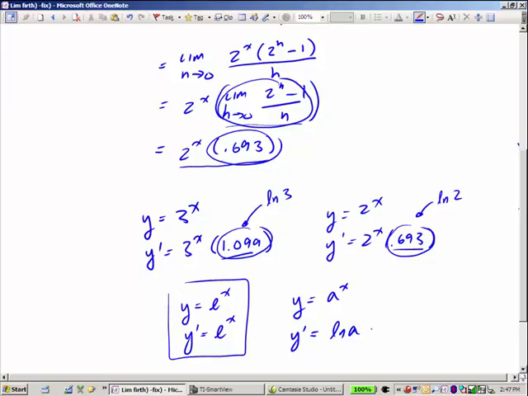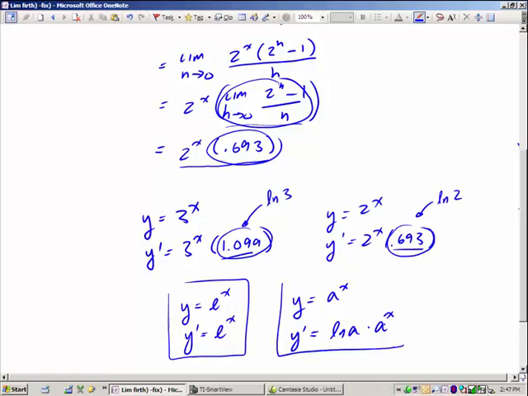Did Morgan just make up her own rule? A raised to the x times... wait, a to the x. Yeah, a to the x. What was the derivative of 3 to the x? 3 to the x times the ln of 3. Right? So it's actually a factor times the function.